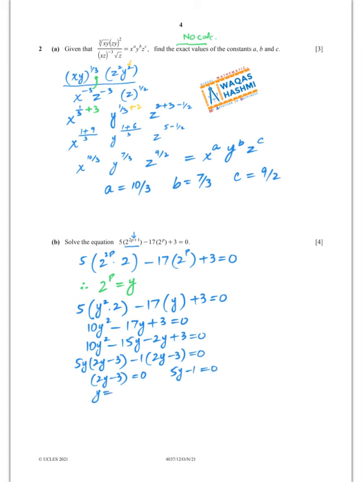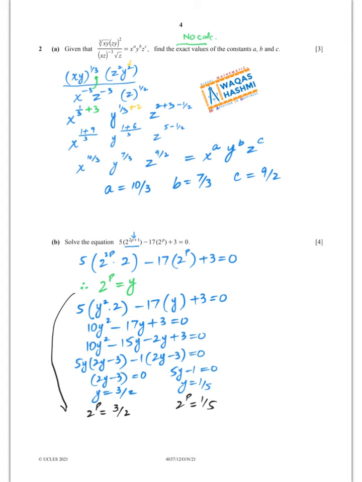So you got the value of y, it is 3 over 2, and you got another value of y, it is 1 over 5. But that is not your answer because we have made the supposition here, right? Now we need to use that supposition to find out the value of p. So firstly, 2 power p is equal to y and y is 3 over 2. Secondly, 2 power p is equal to y and y is 1 over 5.